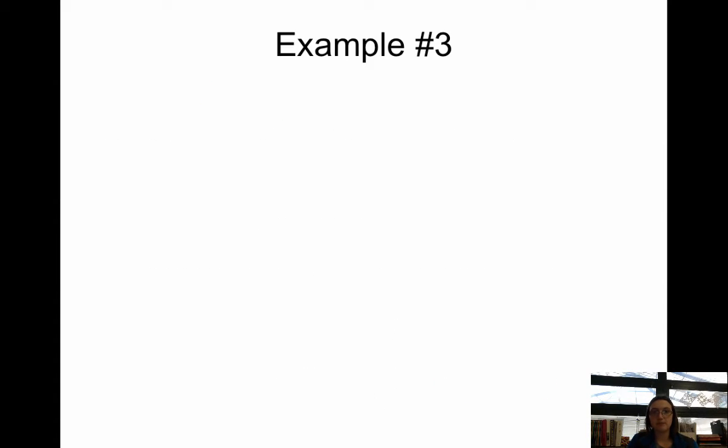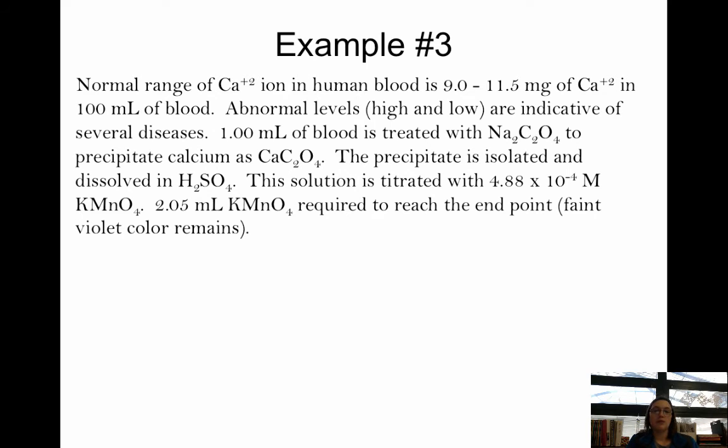So for example 3, this tells us that we have Ca2+ ions in our blood, and it gives us the normal range in 100 milliliters of blood. And then we have 1 milliliter of blood, and we treat it with sodium oxalate, and then we precipitate out calcium oxalate. And from this reaction, we can actually titrate. We can do a redox titration. So all of this resulting solution is titrated with 4.88 times 10 to the negative 4th molar potassium permanganate. It's a very, very common titrant used, purple color.